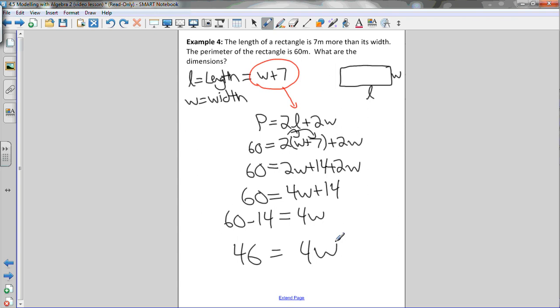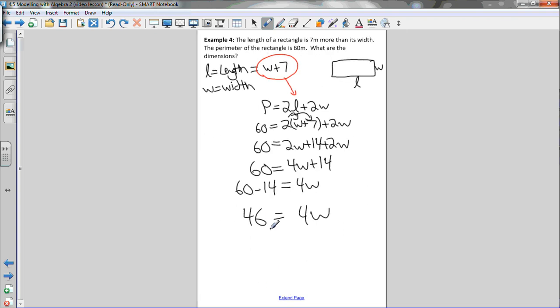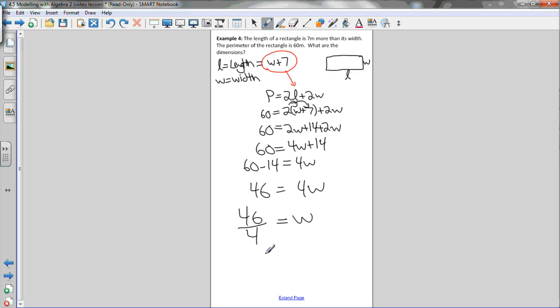Now, the opposite of multiplying W by 4 is dividing by 4. So to move this 4 to the other side, I must divide by 4. So I get 46 over 4 equals W. 46 divided by 4 is 11.5. So the width is 11.5 meters. I'm in meters. So good, I've just solved for the width. I know the width is 11.5 meters.